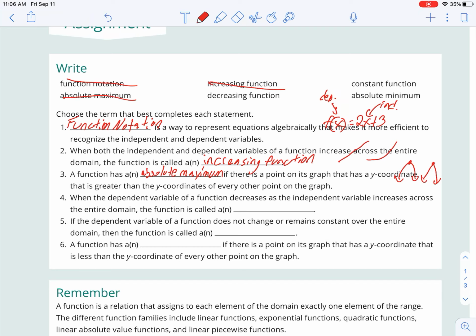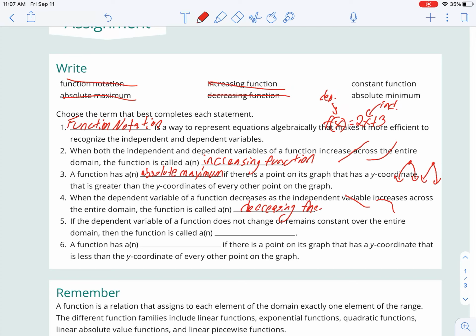Okay. When the dependent variable of a function decreases as the independent variable increases across the entire domain, this is what we call then a decreasing function. So that is going down. It could be a curve that is also, say, decreasing like that.